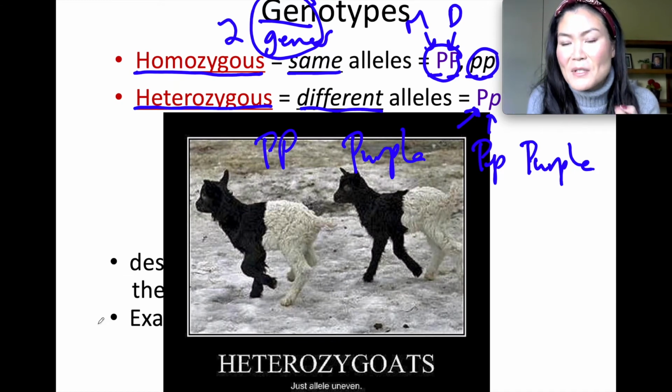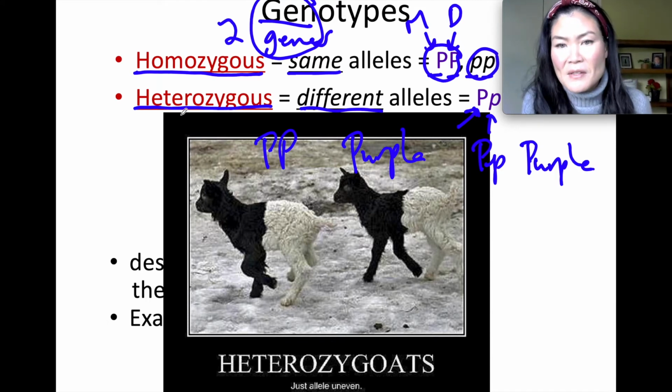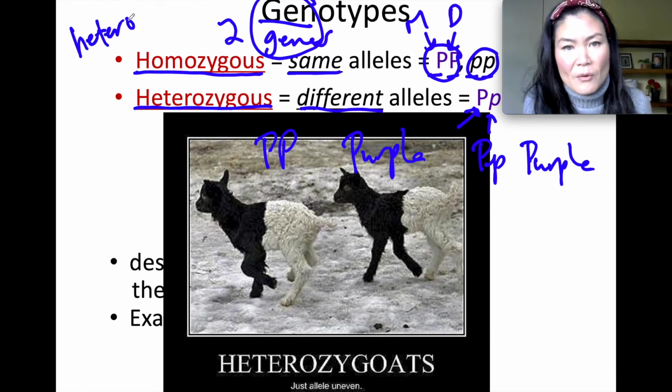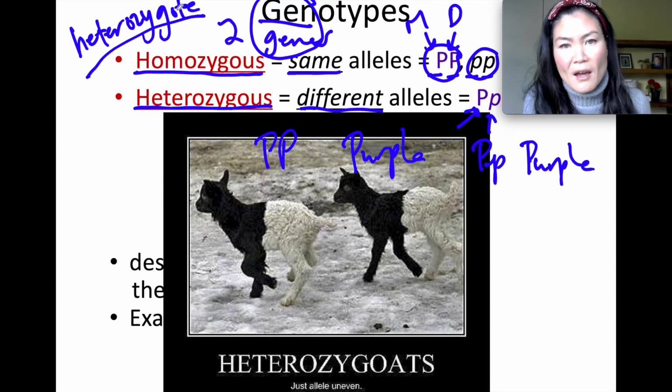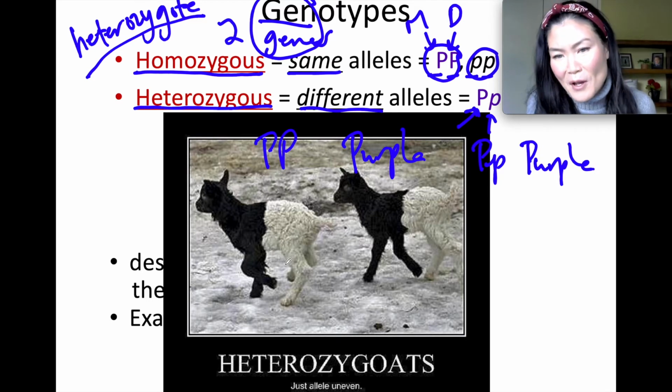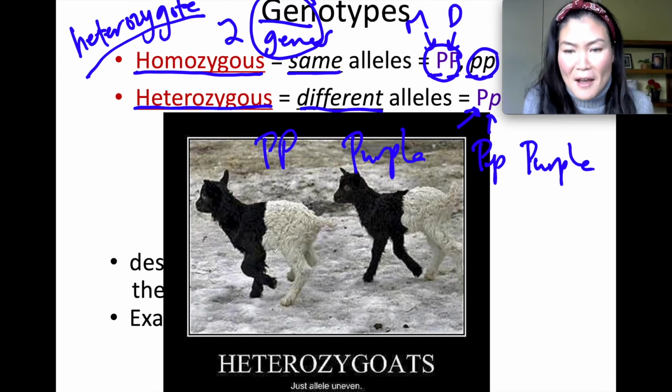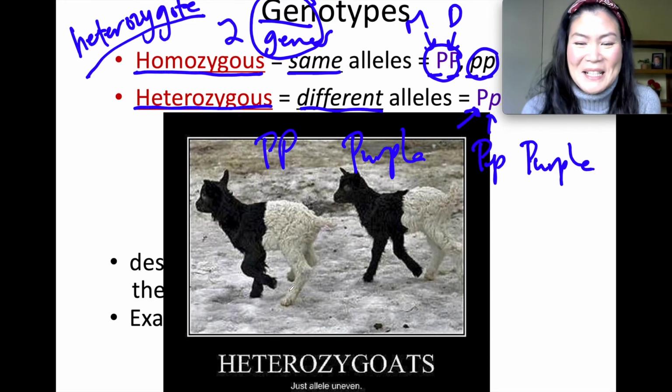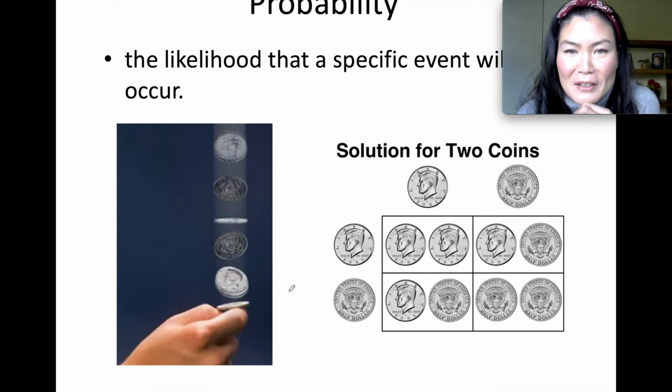So heterozygotes, you can see here. Somebody that's heterozygous, we call them a heterozygote. In this case, it's spelled G-O-A-T-S. Whereas a person that is heterozygous, they are a heterozygote, because they have two different alleles for that trait. But in this case, it's spelled goats, G-O-A-T-S. Anyways, I thought it was cute because it's like half black, half white, two different halves, just allele uneven, right? I thought it was cute. You guys are probably like, whatever, Miss Shem.